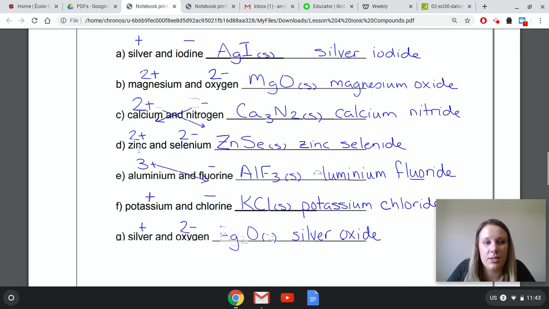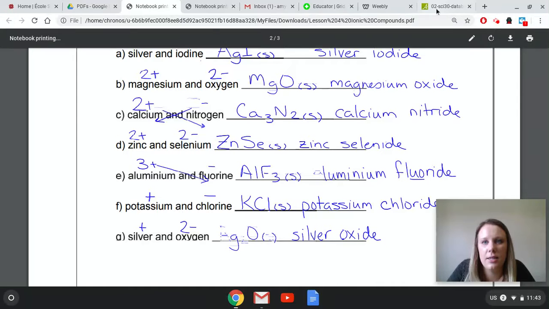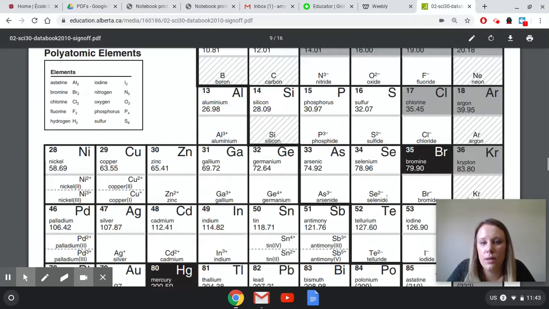The next example, zinc and selenium both have charges of 2, zinc being positive, selenium being negative. The 2's will cancel out and balance to give you secret 1's. This is a pretty basic example where you don't end up with any subscripts at all. Zinc selenide, changing selenium to selenide by changing the ending to IDE. And again, you can just copy from the bottom of the box on the periodic table the actual spelling.